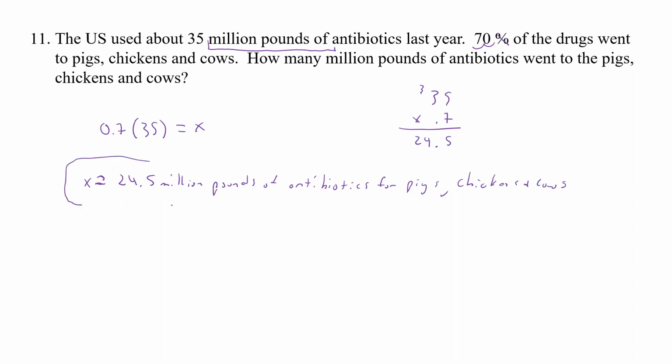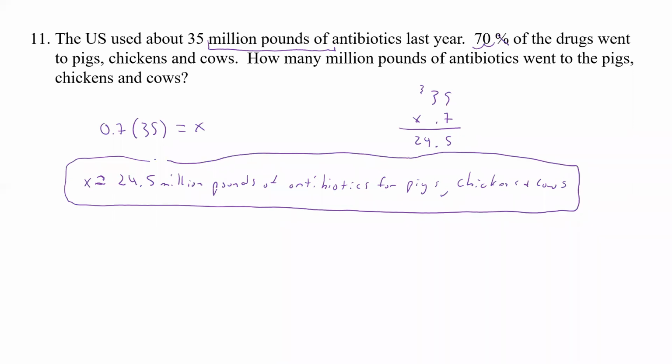Okay. So that's how much was used just for those three types of animals, based on the numbers used last year. But last year probably wasn't just last year, because I'm sure it's gone up from here. But again, all we did was take the 35 times the percent of the drug that went to those, and we got our final answer of 24.5 million pounds of antibiotics for chickens, pigs, and cows.